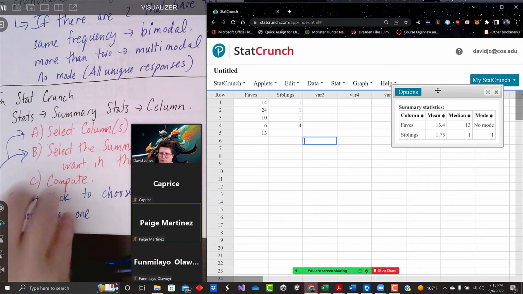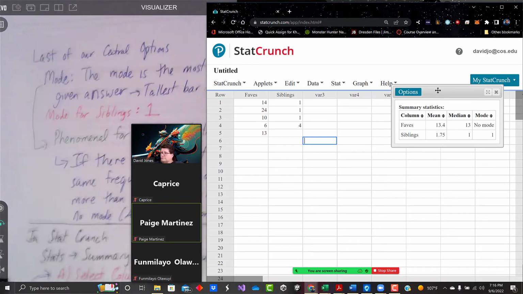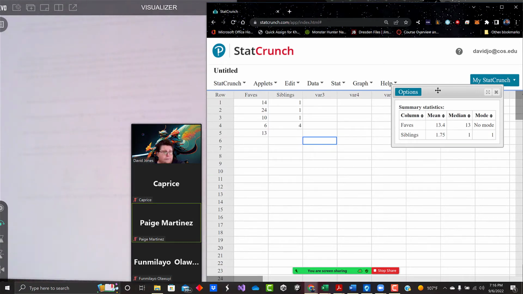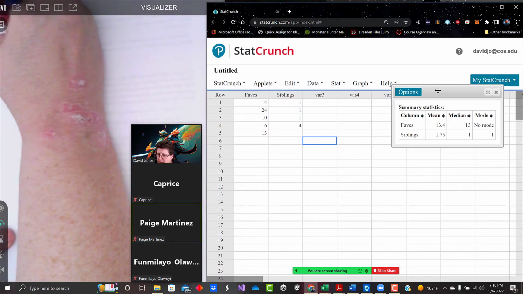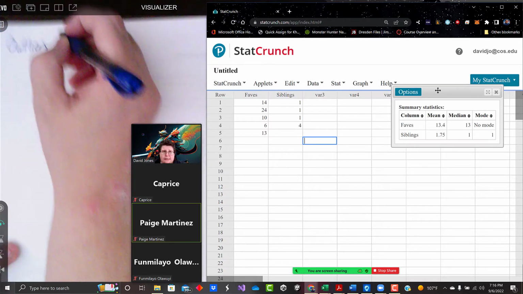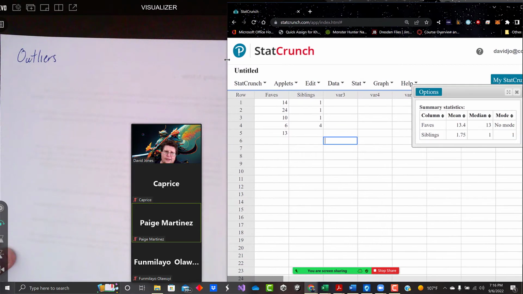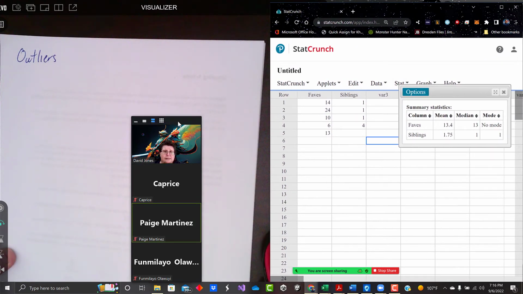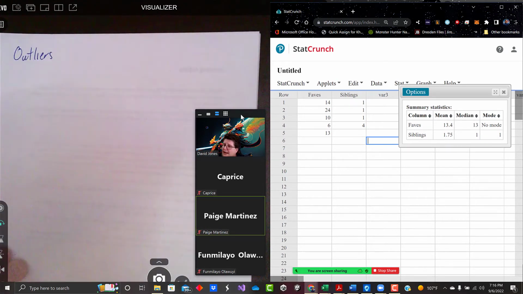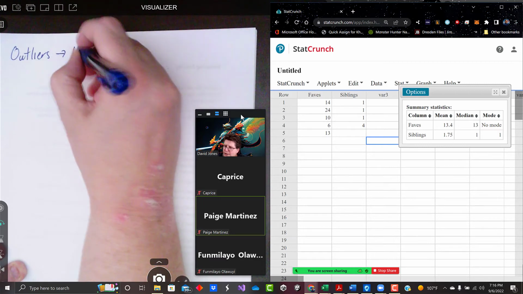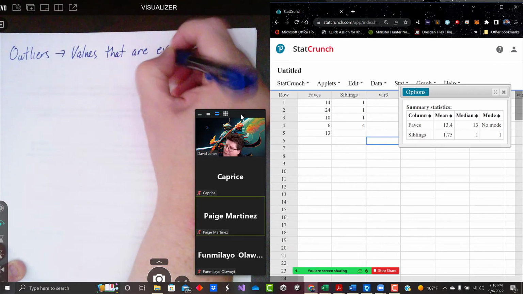I want to illustrate one more topic for you guys. And these are called outliers. We'll see them even more later on in this chapter. But I think seeing what the outliers do and how they change things really could put a damper on it, or what happens. Outliers are values that are extremely away from the center.